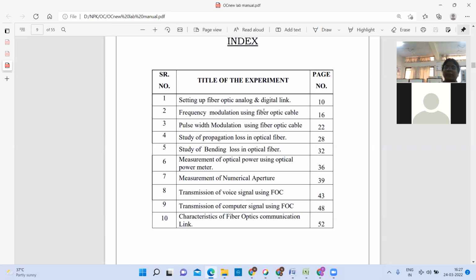Practical, whatever readings we take or whatever I ask you to write in the practical, that you have to write on the back side of your notebook. So you start it from the back side. Okay, so you can put today's date and you can write down experiment list.